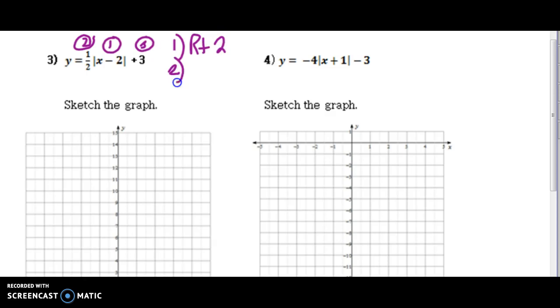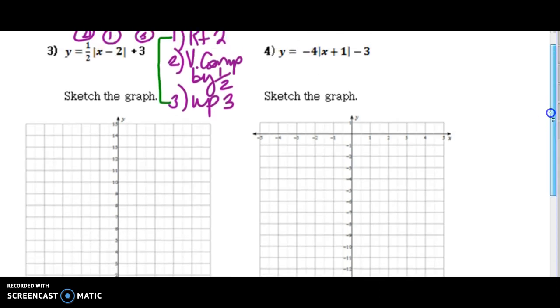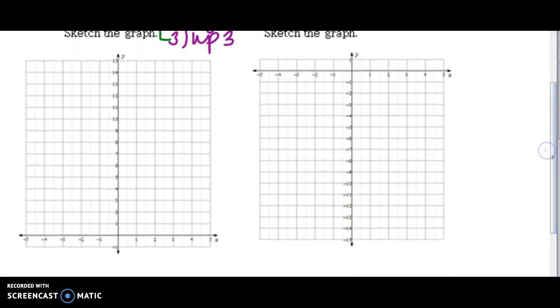Okay, then my second thing that I'm going to see is that 1/2 out in front. That means that there is a vertical compression by 1/2. And then last but not least, I'm going to go up 3. So I can combine these 2 steps right at the beginning to move my main point. So it says right 2, up 3. So I'm going to take this, I'm going to go right 2 spaces, up 3 spaces to start my graph. So there's my first main point.